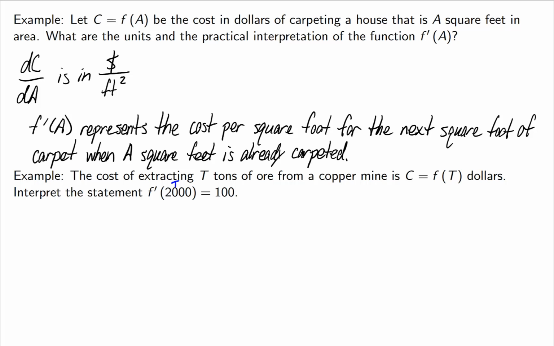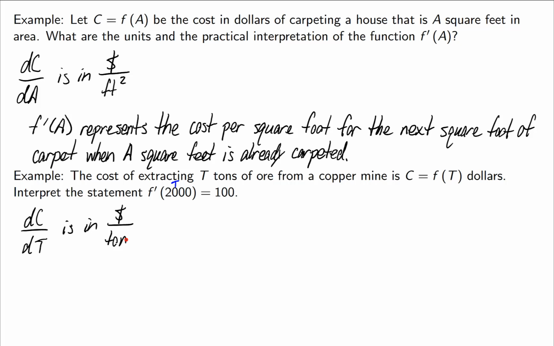Let's start off by considering the Leibniz notation again. dC by dt is in dollars per ton. So this derivative value of 100 is going to represent dollars per ton. And now if I bring it up the way that I talked about in the last example, what's really going on is that means the cost of the next ton of copper is going to cost $100.